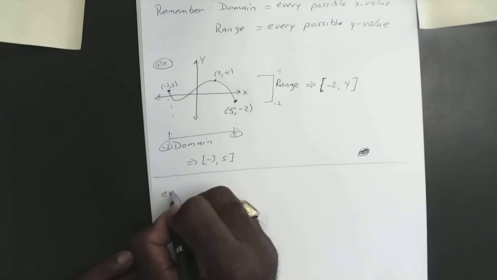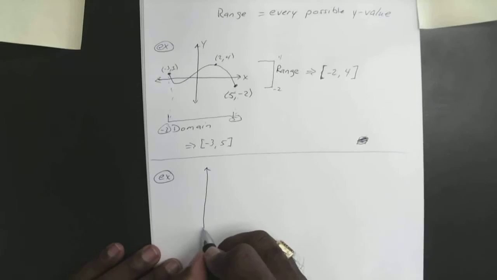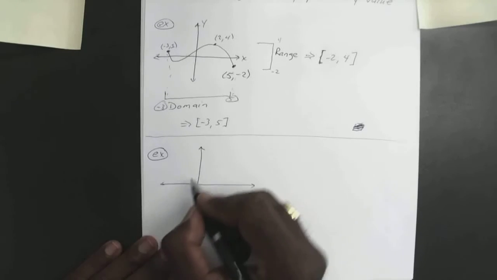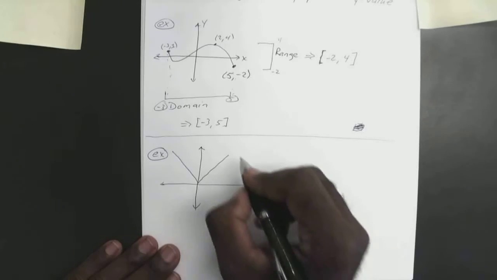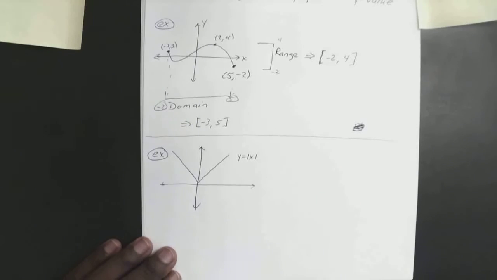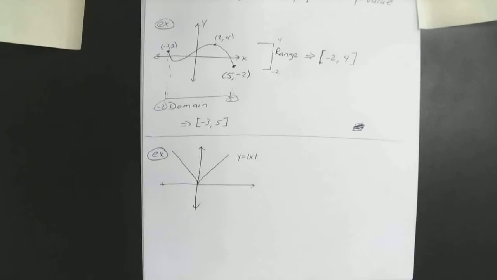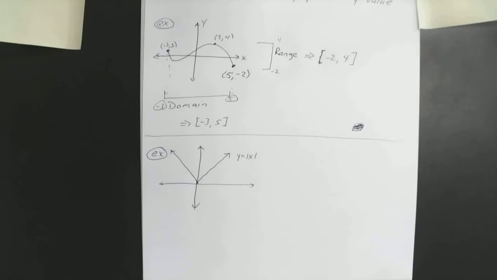Okay, so let's say, for example, we have the graph of absolute value of x. That's supposed to be all the way down to the 0. And put the arrows there. Now the arrows just let you know it's going on forever in both directions.